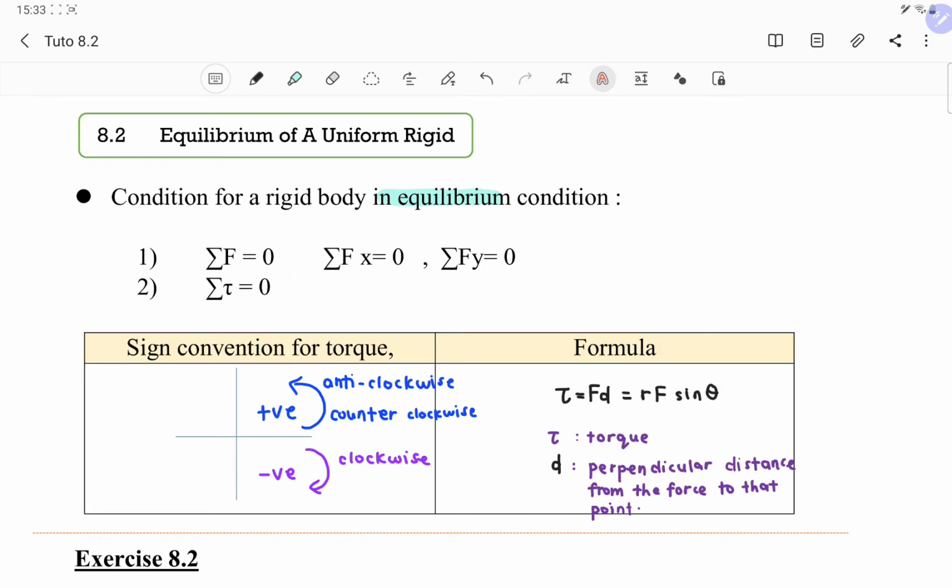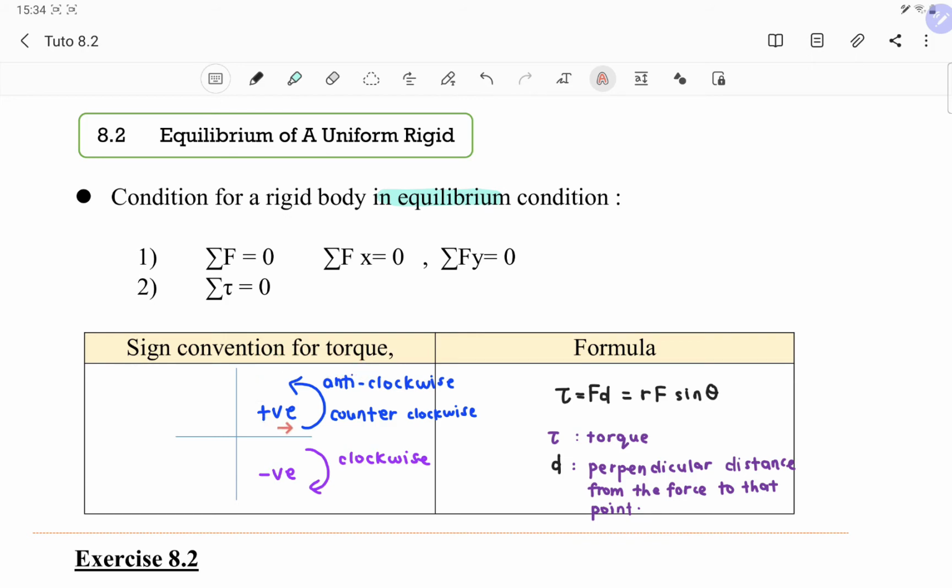One of the examples is lampu di siling. Lampu di siling awak tengok dia static di situ dan tidak berputar-putar. So bila dia tidak berputar, torque equals to 0. Then dia tidak moving dekat X ataupun Y, summation of F equals to 0.